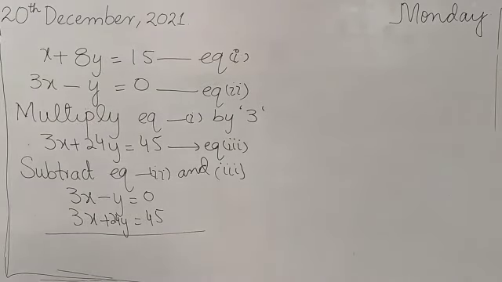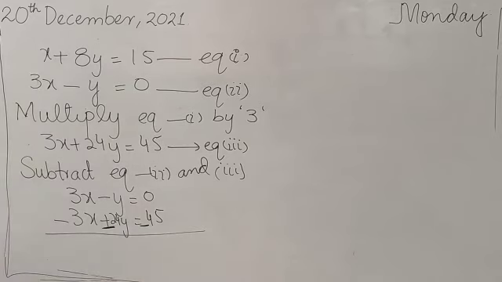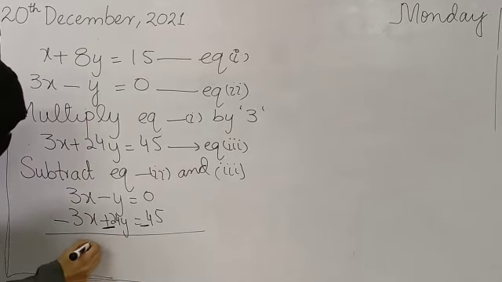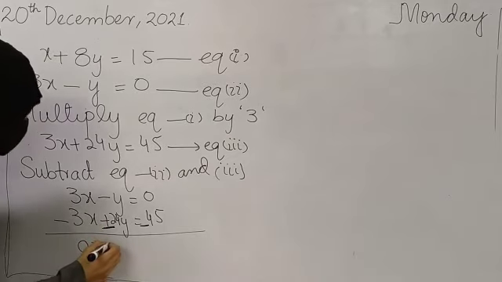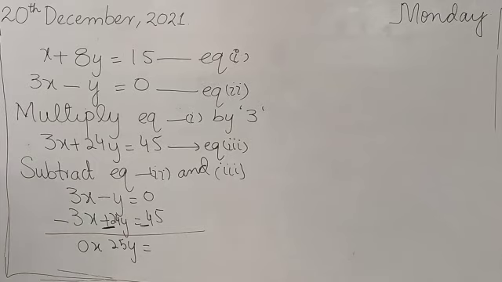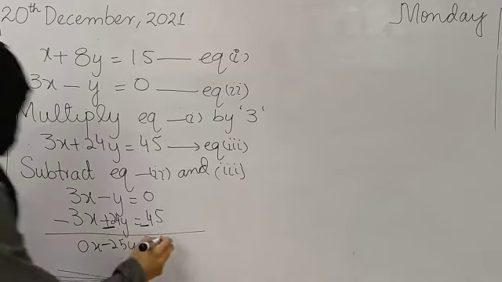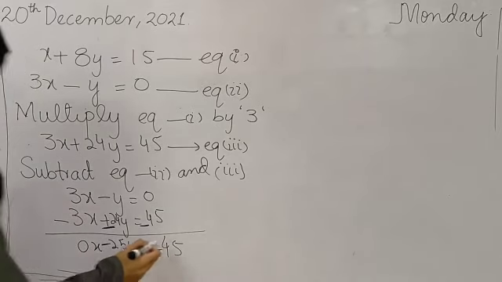First of all, we'll change the signs of the second equation. It will become also minus. Now plus minus 3 minus 3 is 0x. Minus plus 24 plus 1 is 25y. And what will be the sign of 25? Minus. Good. Plus minus 0 minus 45 is 45. And what will be the sign? Minus. Good.